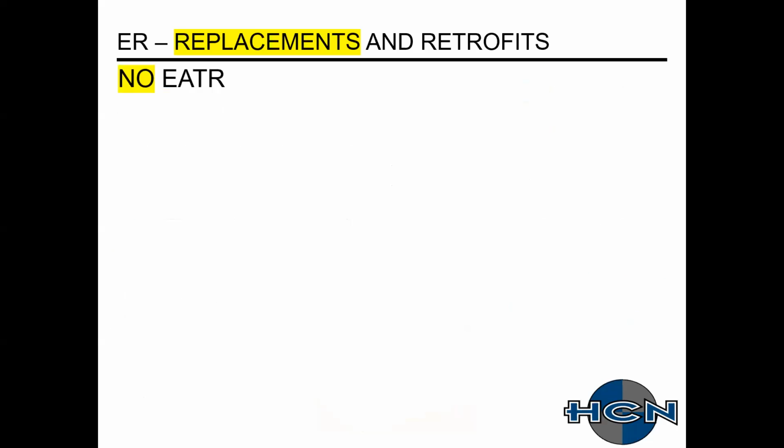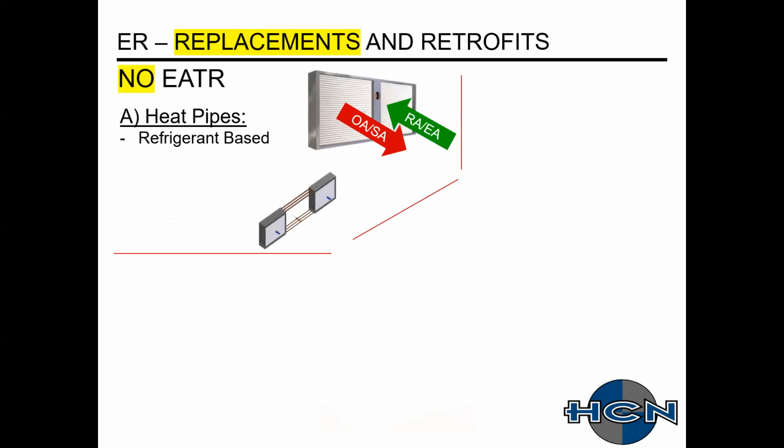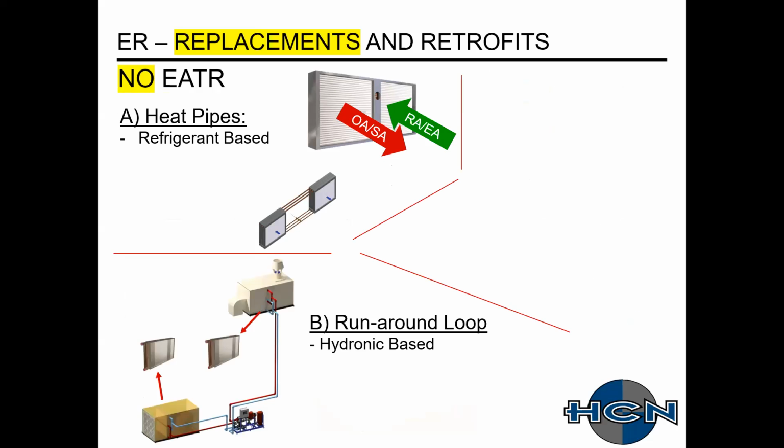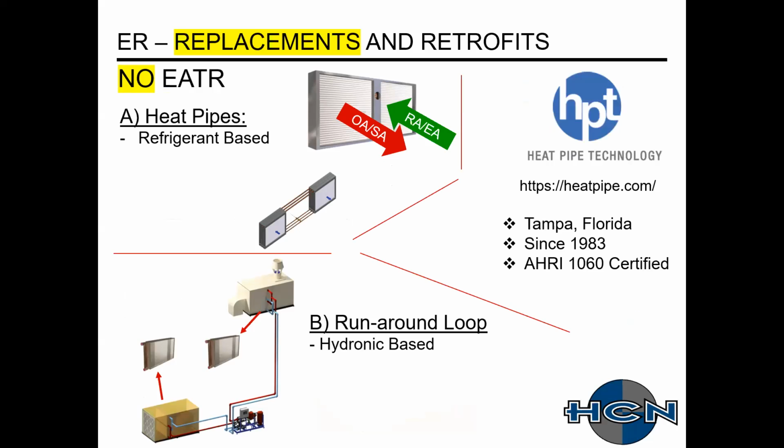All right. So now, last couple slides here, if you want to have no exhaust air transfer ratio, you would have to select a heat pipe, refrigerant based with 2 separate air streams, or else a runaround loop that is hydronic based, once again with 2 separate air streams. The company that HC&I represents that has these 2 different products or systems is Heat Pipe Technology. There's their website. It's located in Tampa, Florida, and has been around for a long time.